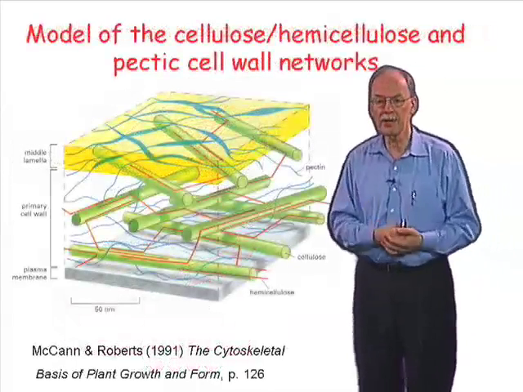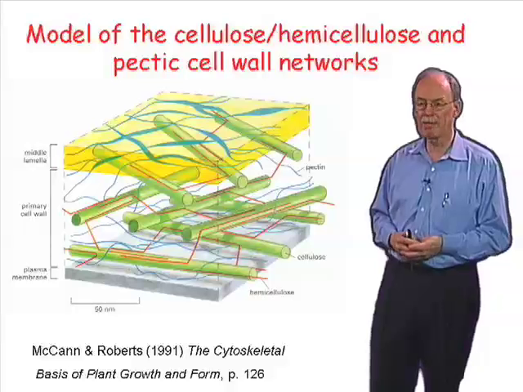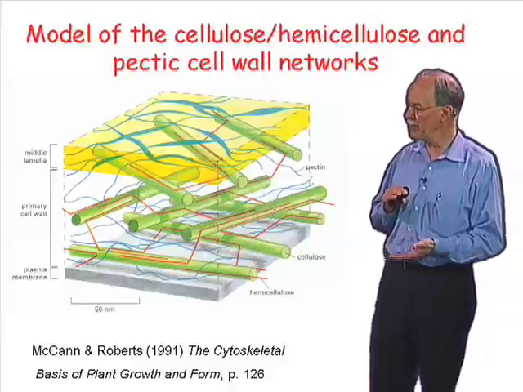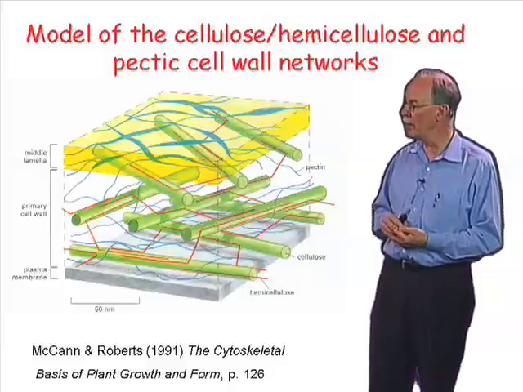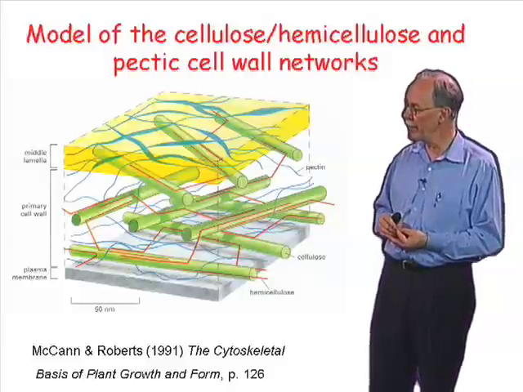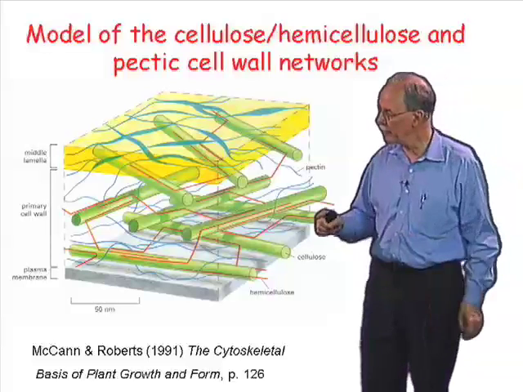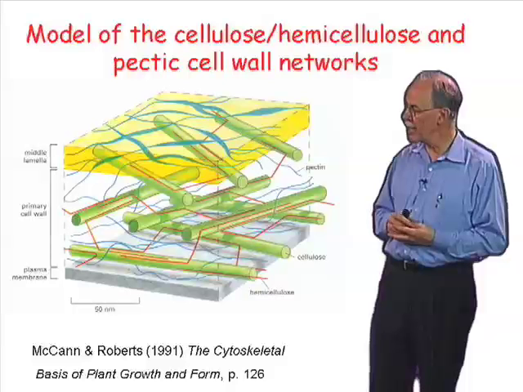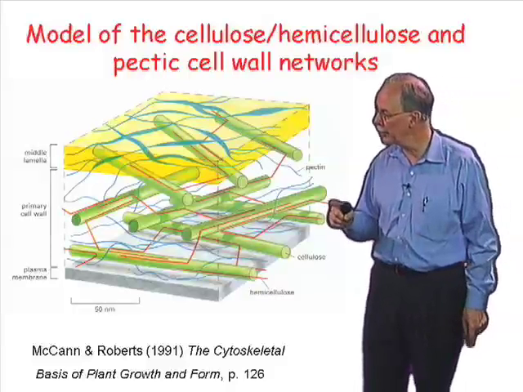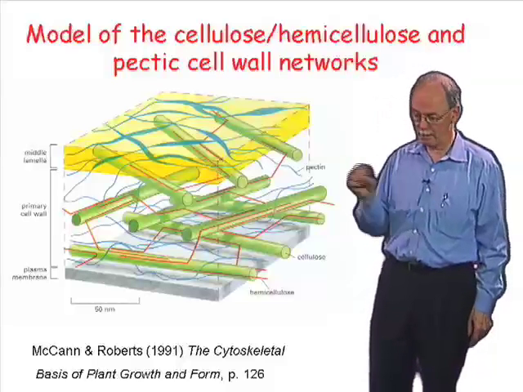Okay, well here's a very oversimplified image of what the cell wall actually looks like in my favorite model by Maureen McCann and Keith Roberts. What this is showing is the cellulose fibrils, the big green things, and they in turn are coated with another material, these little red fibrils.